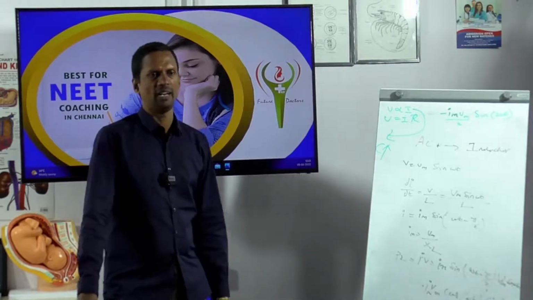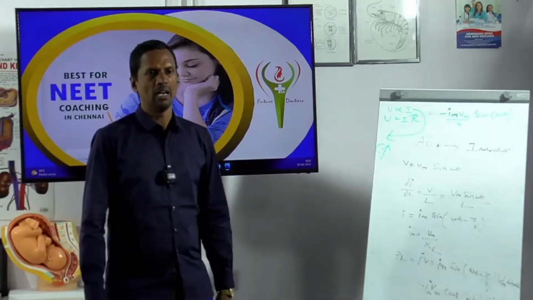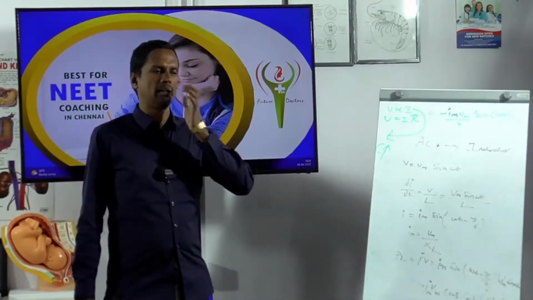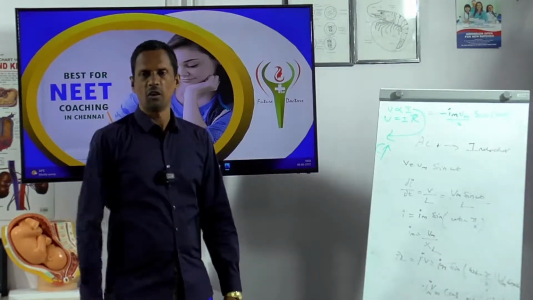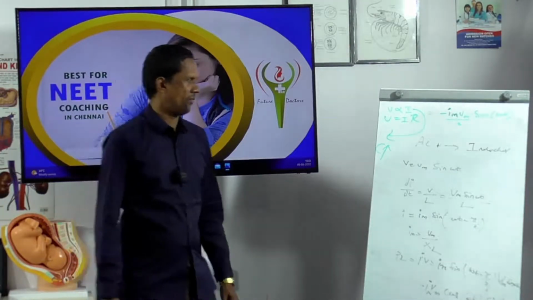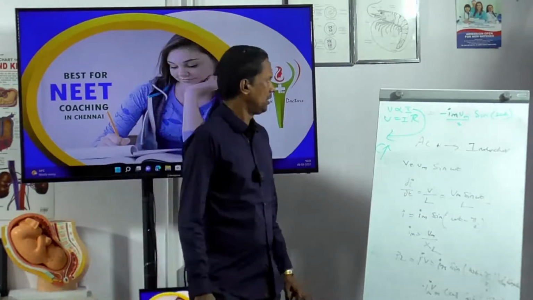Decrease the flow of current. Resistance is a type of resistance. So it will decrease the flow of current. If it decreases the flow of current, how can we calculate the power?